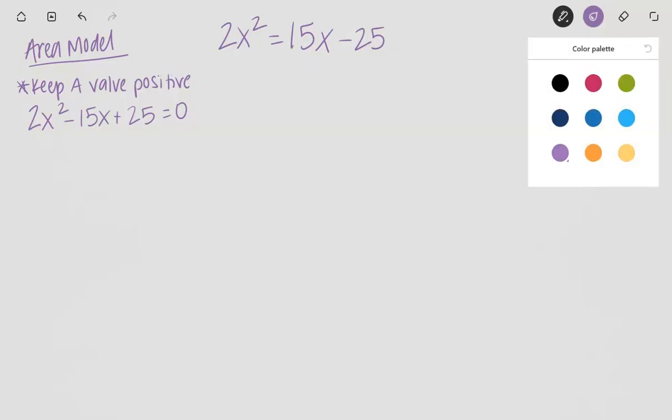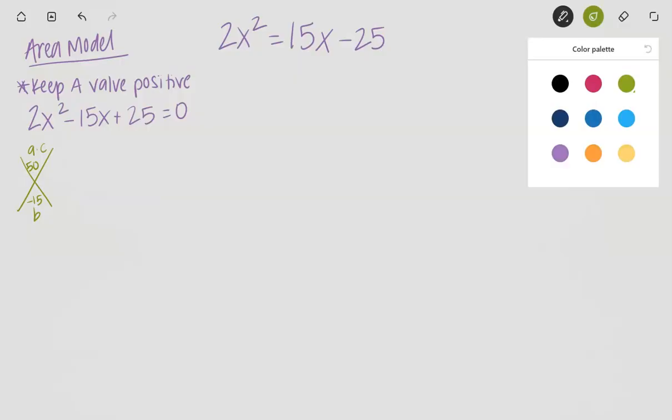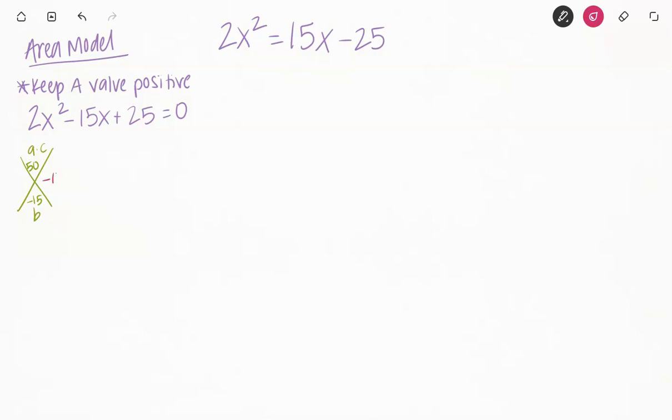When we are going this route, if you go with your little x method of a times c and b, a times c is 2 times 25, 50, and b is negative 15. As we talked in class, those two values need to be negative 10 and negative 5. Negative 5 times negative 10 gives you that positive 50, and adding them together gives you that negative 15.